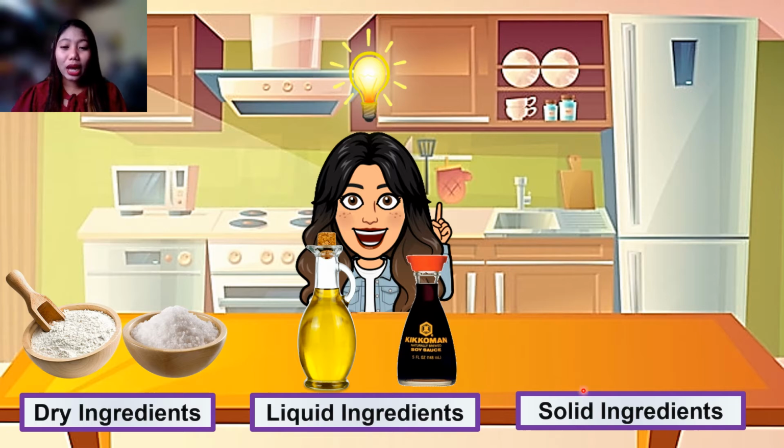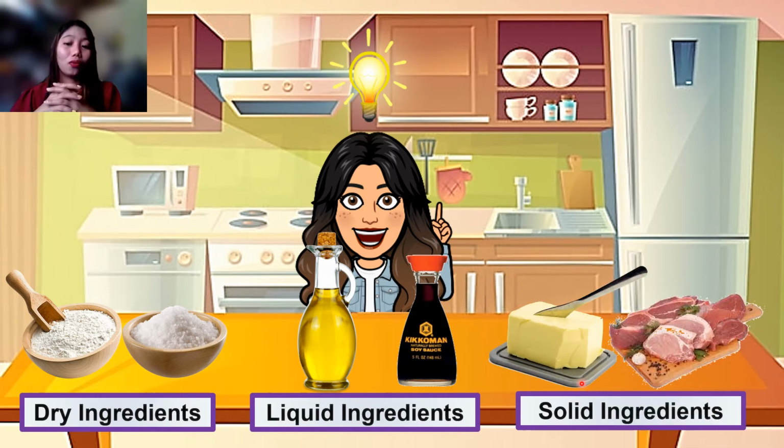And then the last one that we have here is solid ingredients. So, can you name or identify examples of solid ingredients? If you think onion, garlic, meat, vegetables, fruits are solid ingredients, then you are correct. Solid ingredients are in solid form. Buo sila. Ayan. So, butter, margarine, yung buong ganun po, that is also an example of a solid ingredient. So, these are the classifications or types of ingredients. The dry, the liquid, and then the solid.